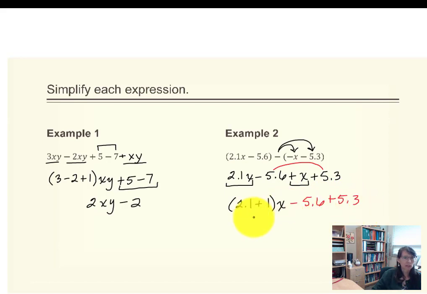Now 2.1 added to 1 would make 3.1x. And I'm going to combine my constant terms. A negative 5.6 added to a positive 5.3 would leave me a negative 0.3. And this is our final simplification: 3.1x minus 0.3.